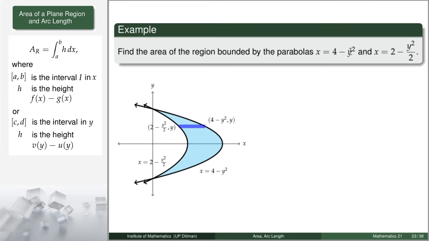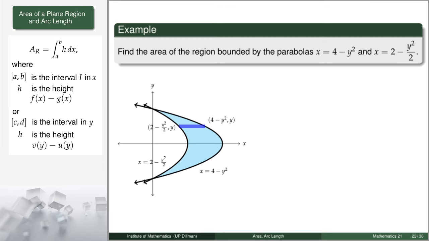However, one good way to know which one is which is by the x-intercept. Clearly, if you zero out y here, the x-intercept is 4, while the x-intercept here is 2. That tells you that this is the x equal to 2 minus y squared over 2. This is the 2. And this is 4, so this is the x equal to 4 minus y squared.